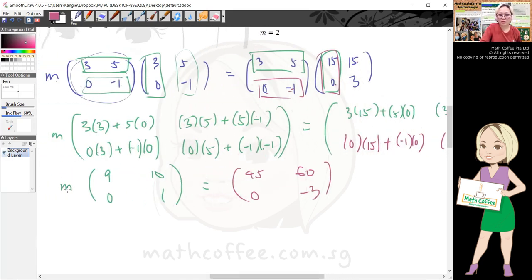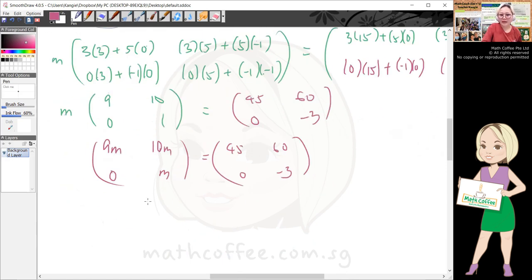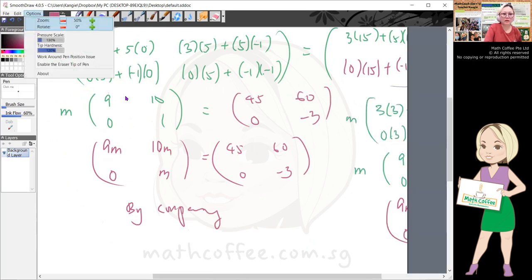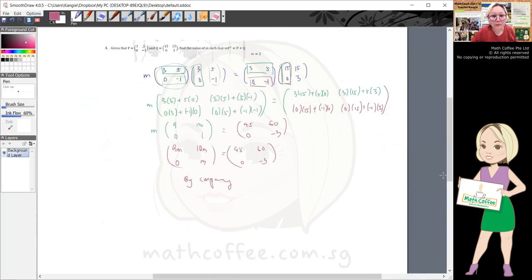So now let's compare. So now the m, you can put it inside. It's 9m, 0, 10m, and m. And again, this is by comparing, right? So by comparing, my question is why my m is two different things. I saw something. Okay, so I make a very grave mistake. So can anybody spot out the mistake?